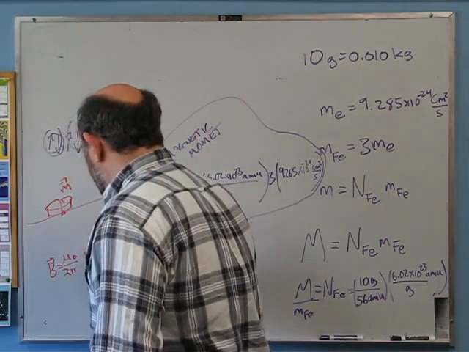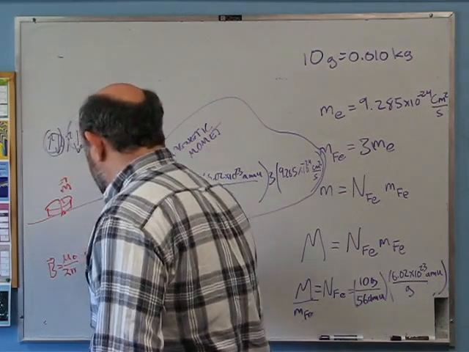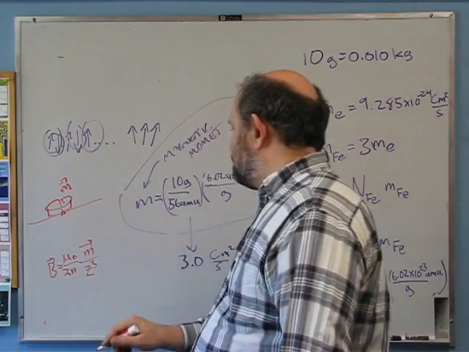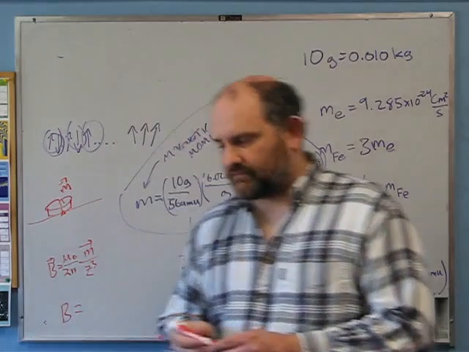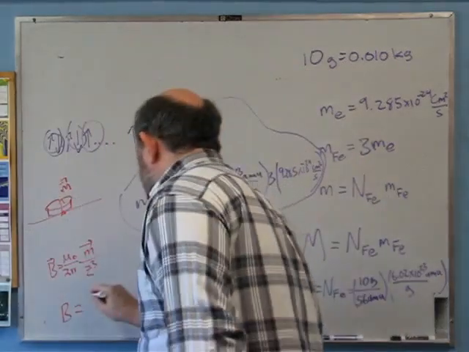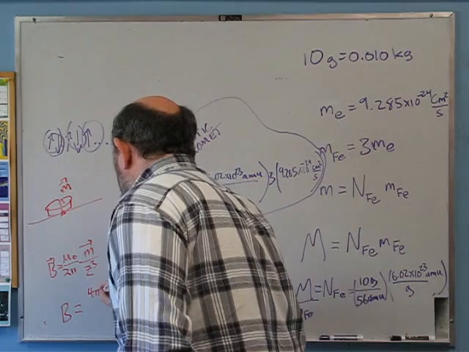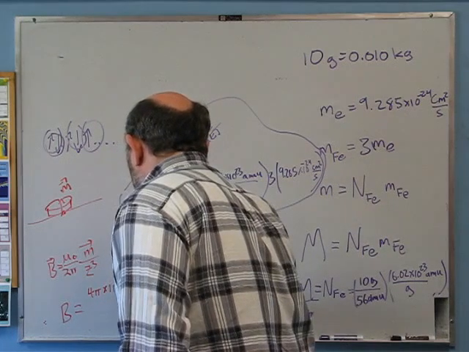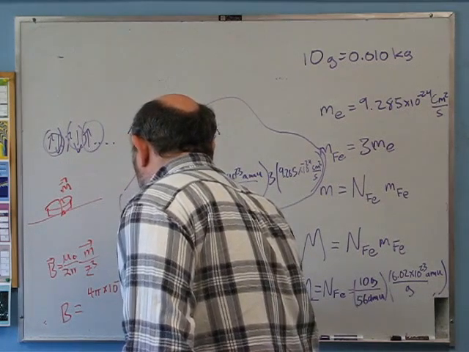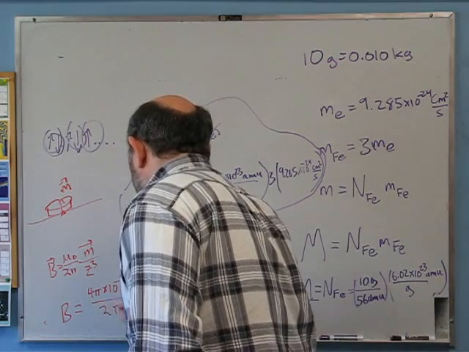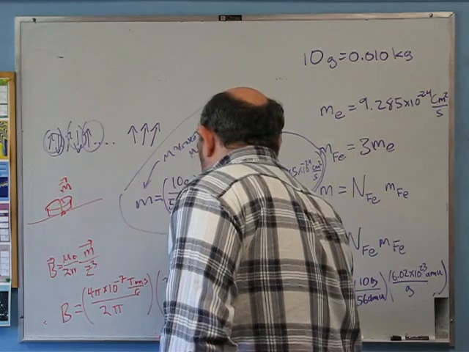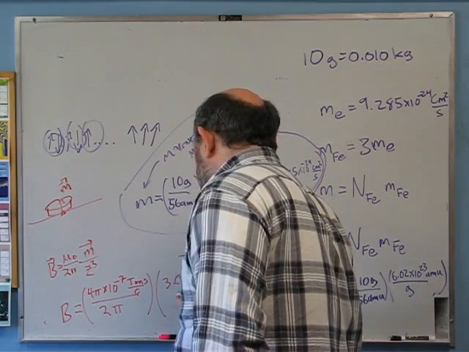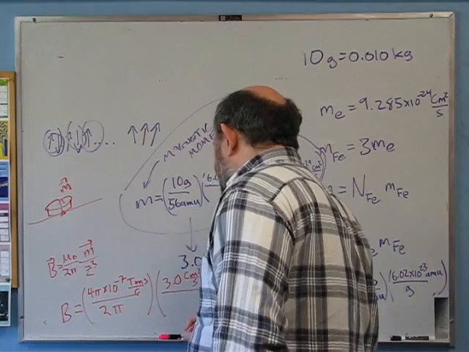I'm going to use this expression, I'm actually looking at the notes here, that the magnetic field is equal to mu naught over 2 pi times the magnetic moment divided by Z cubed. And so the magnitude of the magnetic field, well, you'll just have to put all these things in. Oh, I have to look up mu naught, I forgot it. So mu naught is 4 pi times 10 to the minus 7 tesla meters seconds per coulomb, divided by 2 pi.